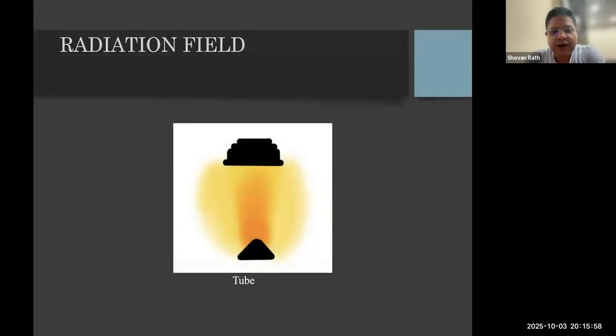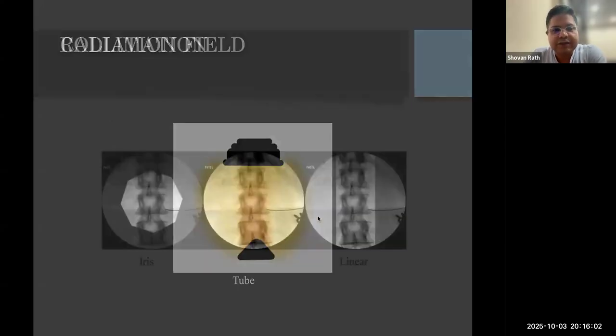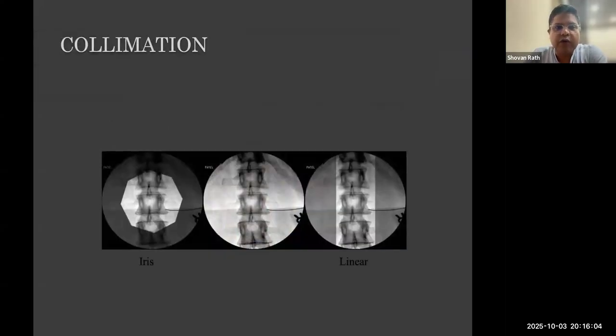This is what the radiation field is. So you must always be away from the radiation field. Again, what you can do is use collimation. In many fluoroscopes, this collimator is available. That means it will reduce the area of exposure.